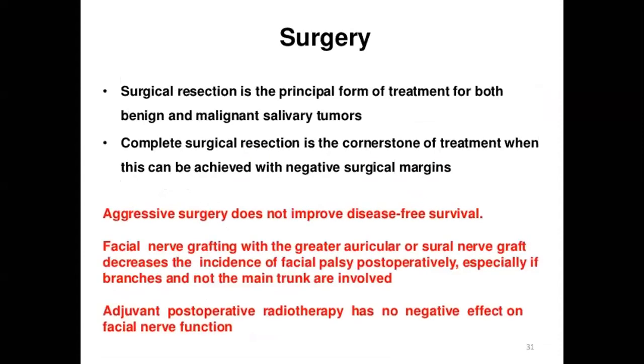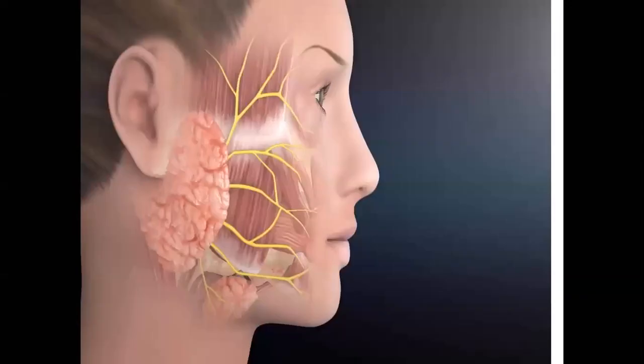Surgical resection is the principal form of treatment for both benign and malignant tumors. Complete surgical resection is the cornerstone of treatment when this can be achieved with negative surgical margins. Aggressive surgery does not improve disease-free survival. Facial nerve grafting with the greater auricular or sural nerve graft decreases the incidence of facial palsy postoperatively when involving facial nerve branches, but not the main trunk. Adjunct postoperative radiotherapy is more negative for the facial nerve functions.